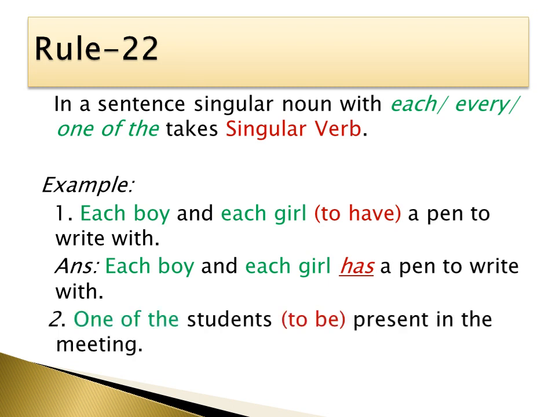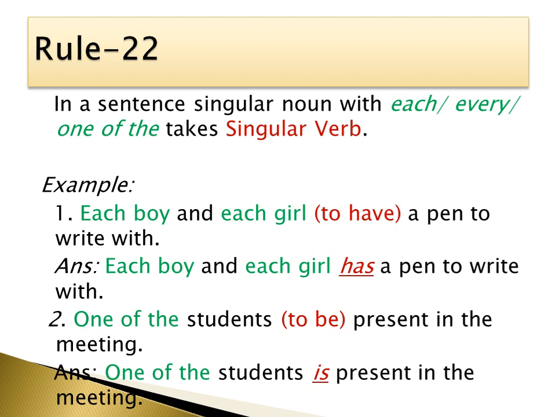One of the students, to be verb, present in the meeting. So the phrase one of the, I told you that after one of the, verb will be singular, but you should know that after the phrase one of the, noun is plural, verb is singular. So let us see the result. One of the students is present in the meeting.